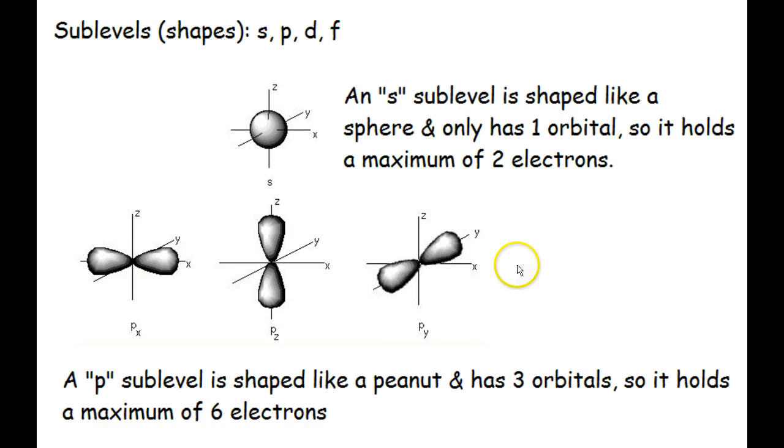P looks sort of like a peanut. And there are 3 different p orbitals, so a p sublevel can hold a maximum of 6 electrons.